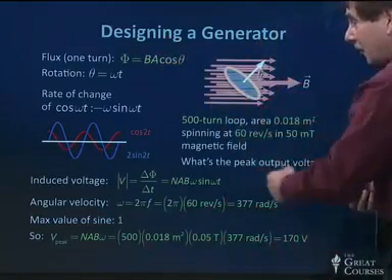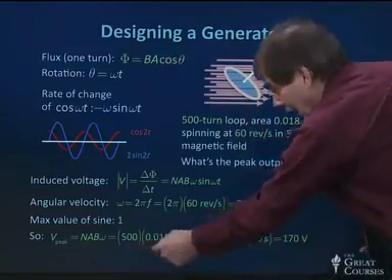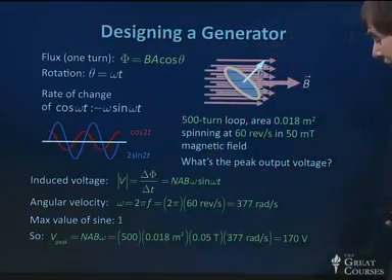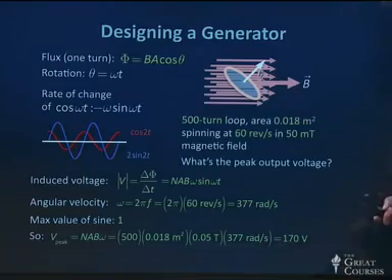Each turn gets this much flux. I got 500 of them. There's the area, there's the magnetic field, and there's the 377 radians per second, and that comes out to be 170 volts. And by the way, that is the peak voltage of the power coming out of your wall outlets in North America. You think it's 120 volts.